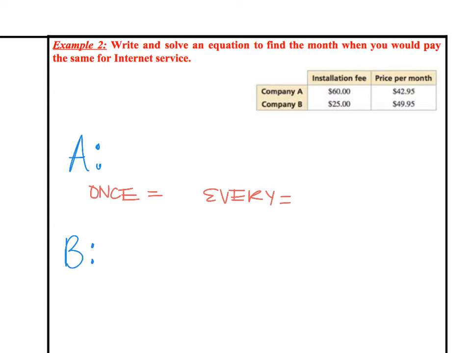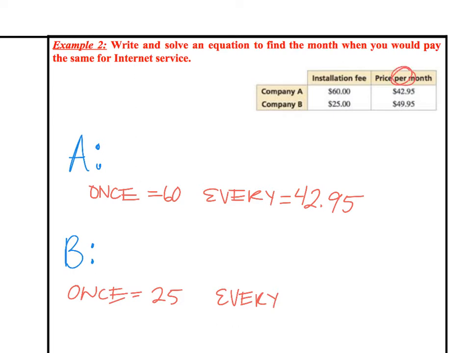Carson with a C, could you please tell me what happens once in company A? The 16. Right. And Carson with a K, what happens over and over? The 42.95. Okay. So likewise, Justin, for company B, what happens once? 25. Okay, that fee. And so the $49.95 will happen every single time or every month. Because notice it says per, that's an every word, and multiplication word. $49.95 happens every single time.